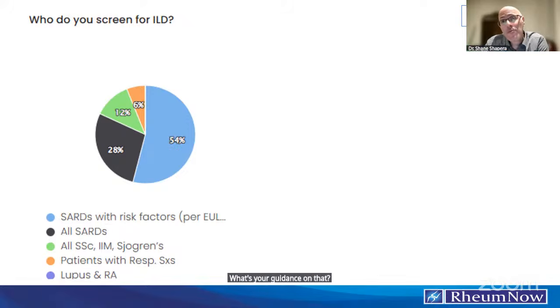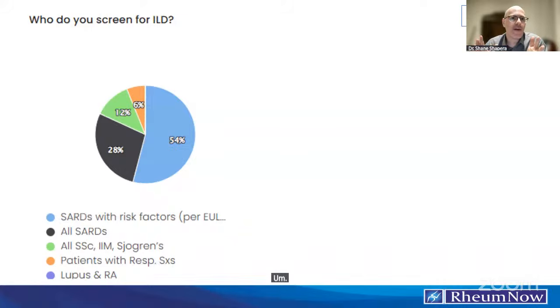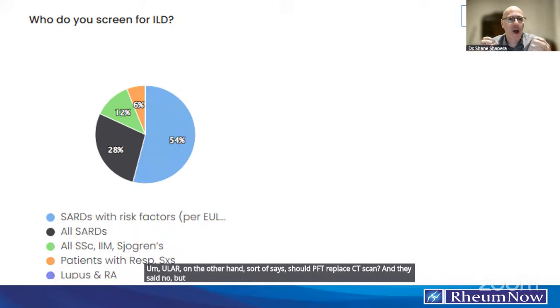Yeah, this is where I have to say I'm going to be a bit controversial because I do not agree with the ACR guidelines on this. So ACR talks about doing both CT scan and pulmonary function testing for screening. EULAR, on the other hand, sort of says, should PFT replace CT scan? And they said no, but they didn't really comment on whether or not you should be doing both.